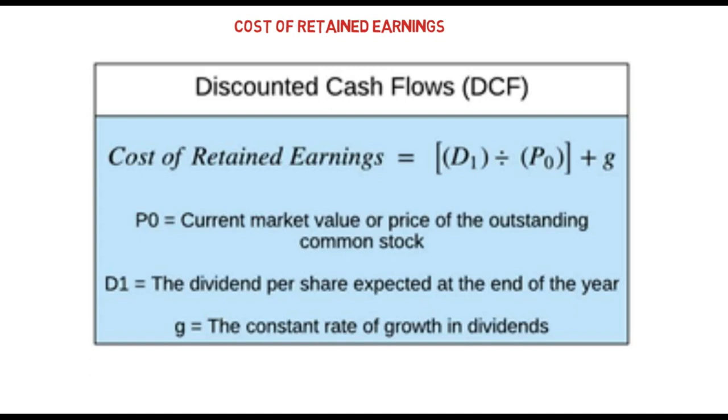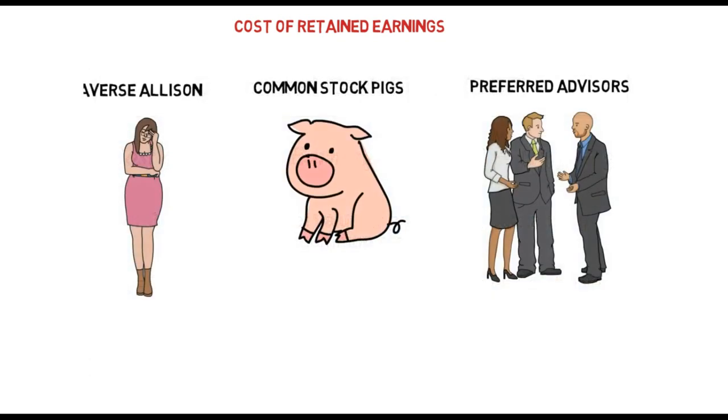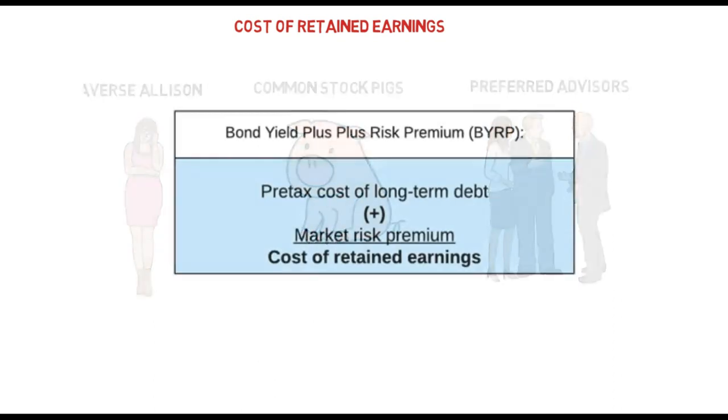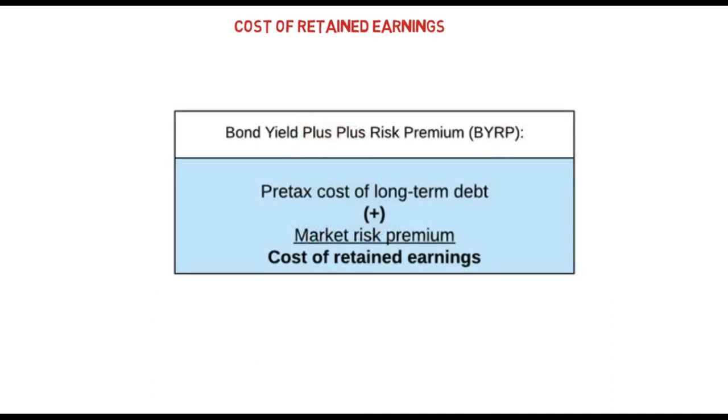Finally, we have the bond yield plus risk premium. This is going to be our third and final method, and this is definitely going to be the easiest of the three methods. It's just what we say it is: our pre-tax cost of long-term debt, plus our risk premium.